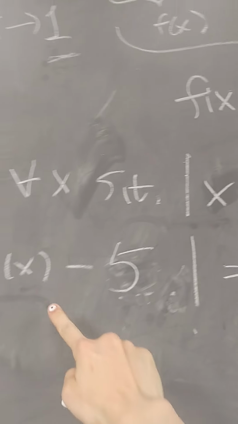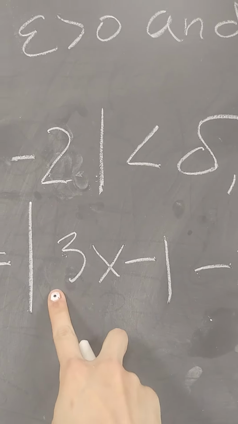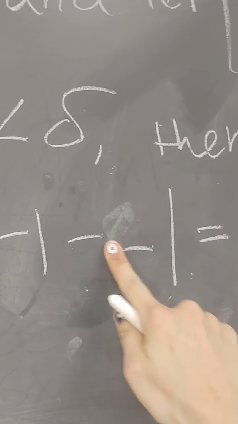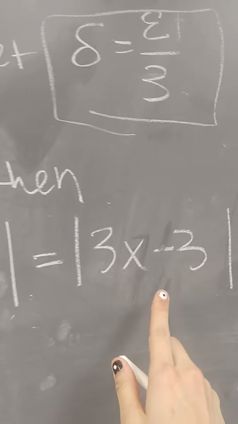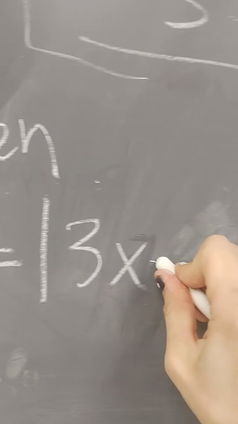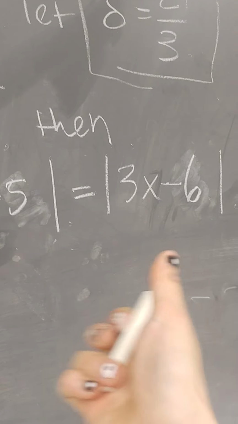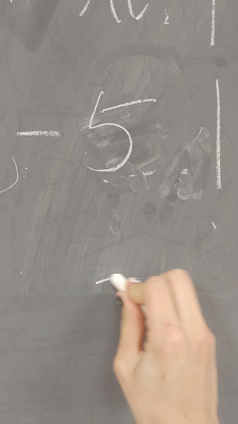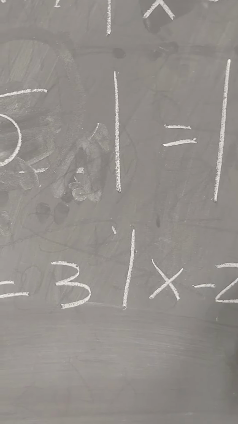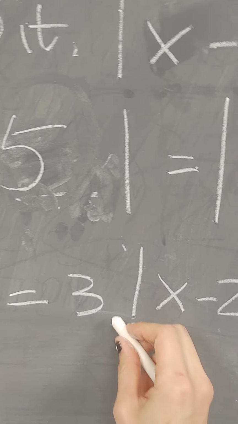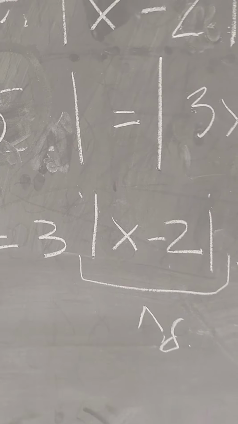So this is going to be equal to, again, I'm going to plug in the expression for f of x. This is 3x minus 1. Instead of minusing 2, we have minus 5. So this is going to be 3x minus 6. But like before, we can pull out a 3 in front. So this is going to be equal to 3 times x minus 2. Okay, and as before, we said that x minus 2 is less than delta.